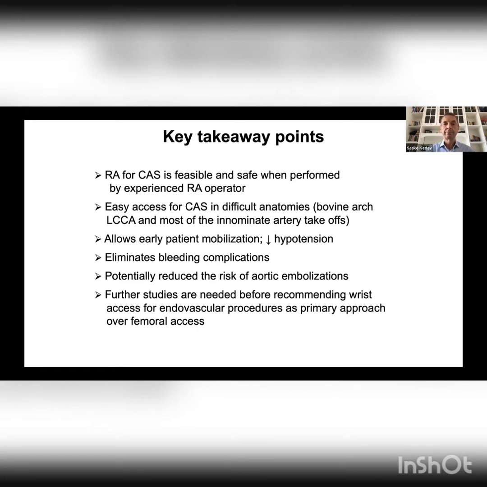May I invite Dr. Mirwat Alasnang from Jeddah, Saudi Arabia. So Mirwat, can you unmute yourself and make a comment as to how you would prefer a radial approach over a femoral approach when you're doing a carotid stenting procedure?